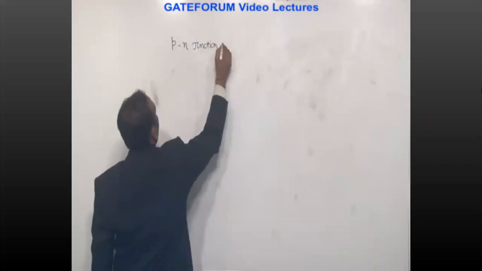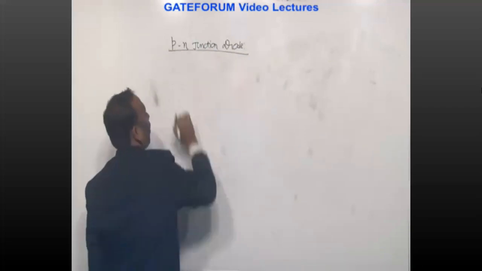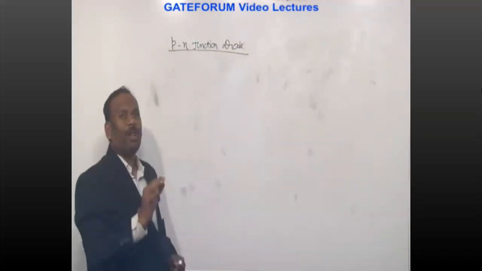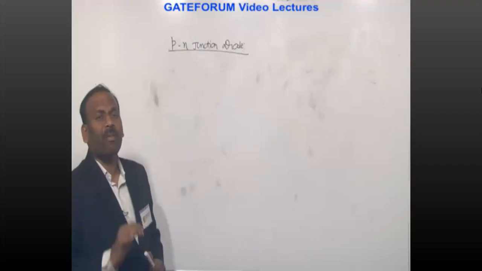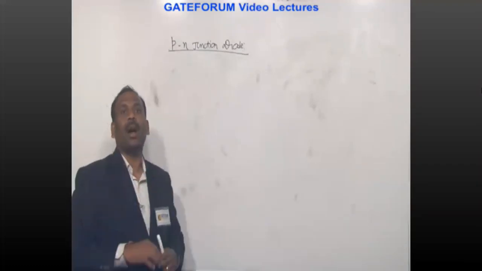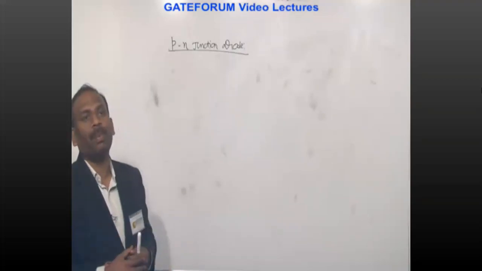Junction diode. Now, before going for a p-n junction, first we'll see how a p-type semiconductor is represented, how an n-type semiconductor is represented, then we'll go for a p-n junction.